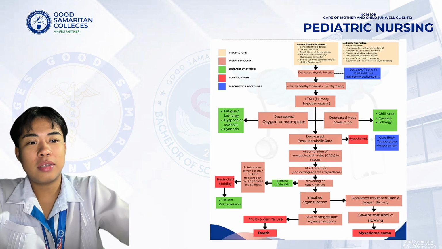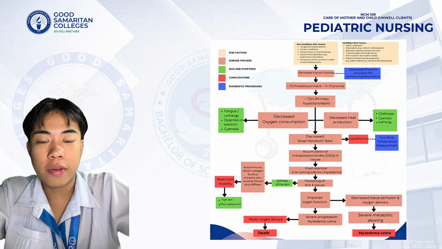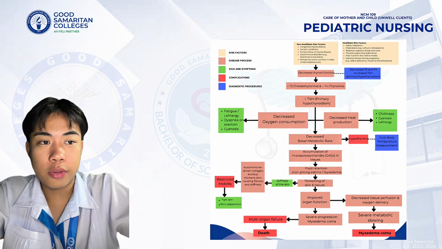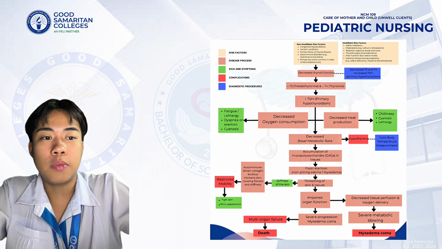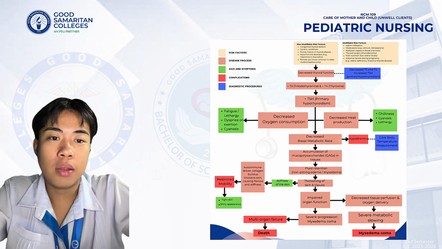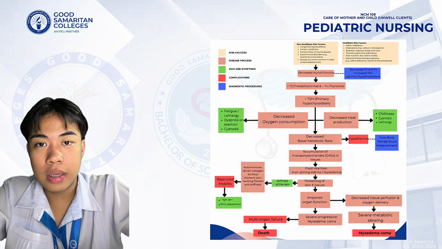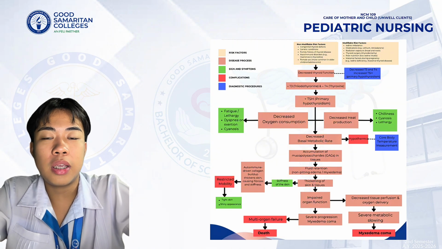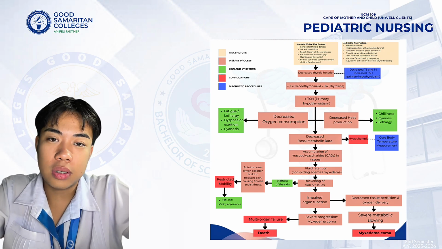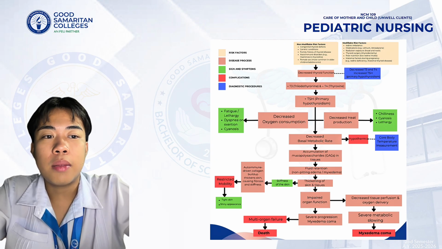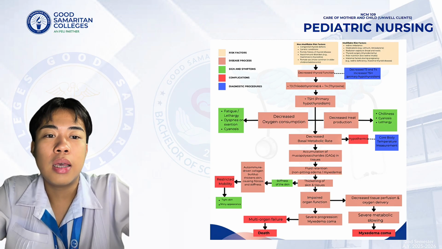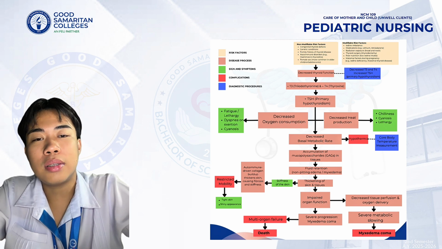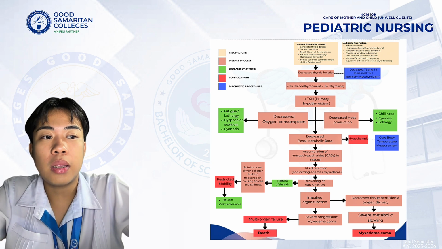So hyperkalemia is defined as a serum potassium level greater than 5.0 mEq per liter. So potassium is mainly an intracellular electrolyte. So meaning most of it is found inside the cell while only a small amount is in the bloodstream. So normally, potassium balance is maintained by our kidneys, which excrete the excess potassium, and by the movement of potassium between the intracellular and extracellular spaces. So in hyperkalemia, this balance is disrupted due to three main mechanisms.